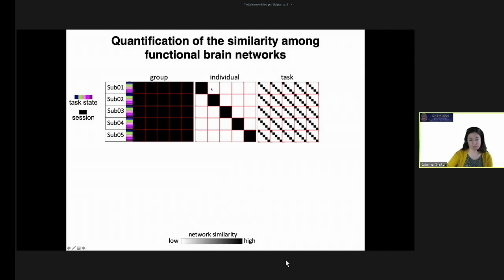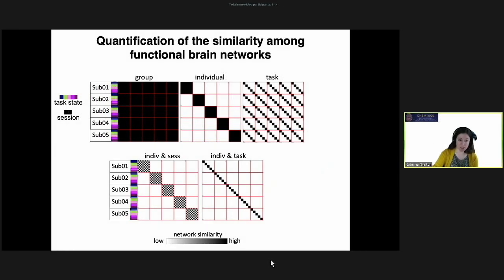Effects that are specific to a particular individual will increase similarity along the main block of the diagonal. And effects that are specific to particular tasks will be expected to increase similarity along this mini block along the diagonal and the off diagonals relative to that. And of course, we may get interactions between these different types of effects.